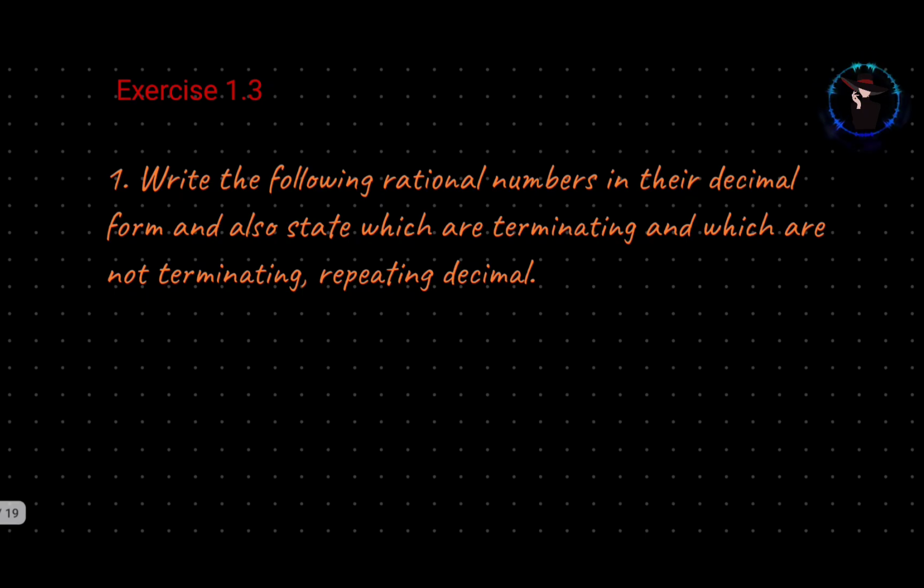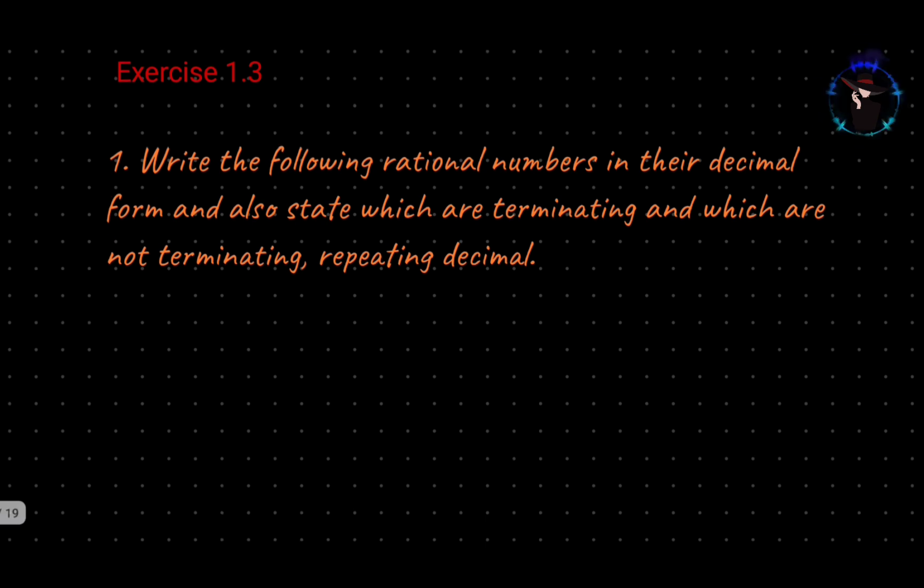So the first question is, write the following rational numbers in their decimal forms and also state which are terminating and which are non-terminating repeating decimals. So we got the difference, right? Which are terminating and which are non-terminating. Let me just repeat it once. Terminating are the ones which end without any bar or continuous decimal. Non-terminating and repeating are the ones which don't end, which cannot end, right?